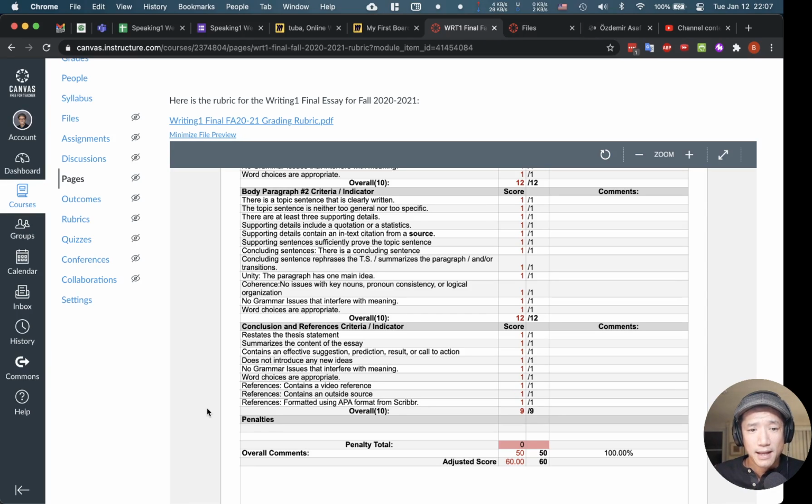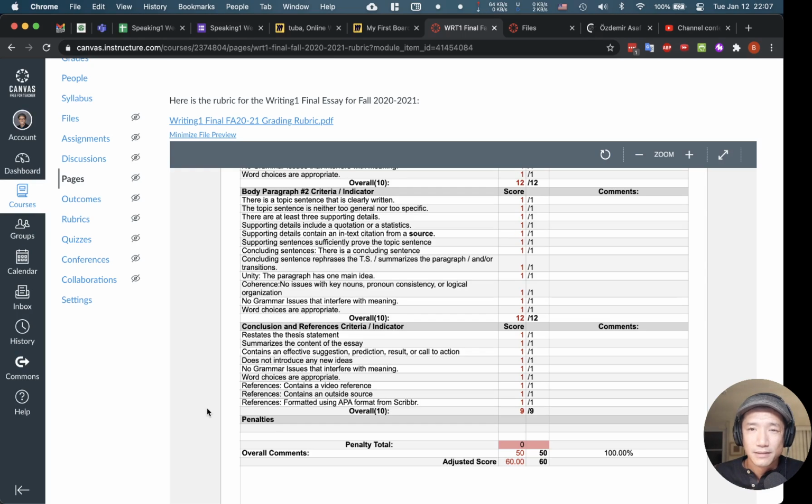Okay. And the last three things are your references. So it should contain a reference from your video that you used, and then one outside source at least. Okay. And I would say 2 outside sources are probably the most that you should have. And if you have more, then make sure that they're specific and that they were necessary in your argument.